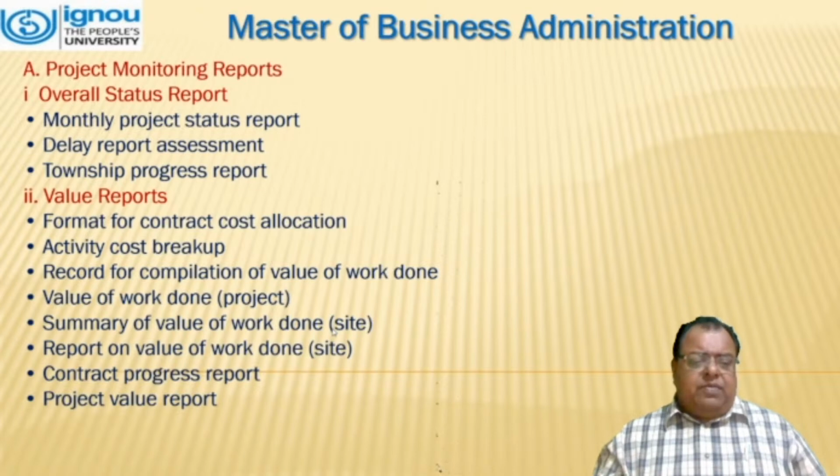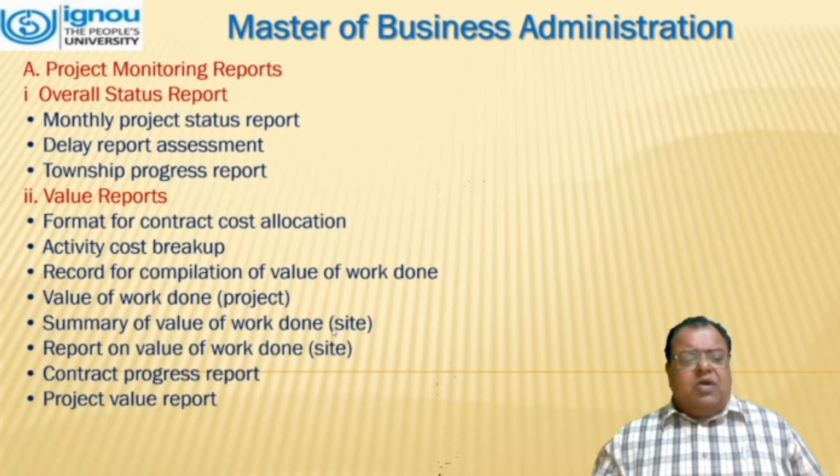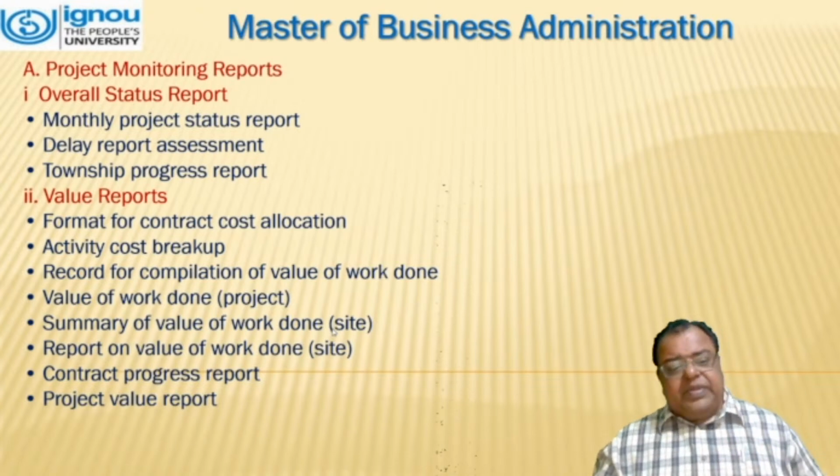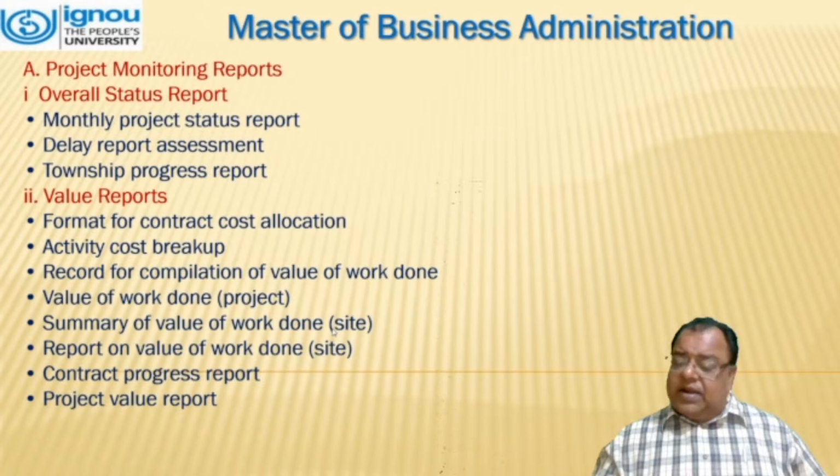Then comes the value report, a format for contract cost allocation. Activity cost breakup is included in it. Record for compilation of value of work done in terms of project, summary of value of work done at site, report on value of work done from the site, contract progress report, and the project value.